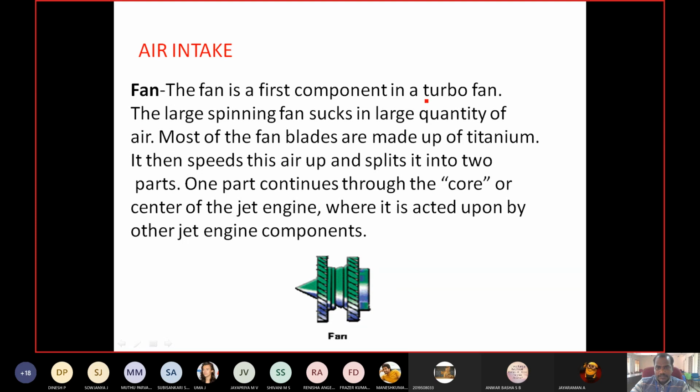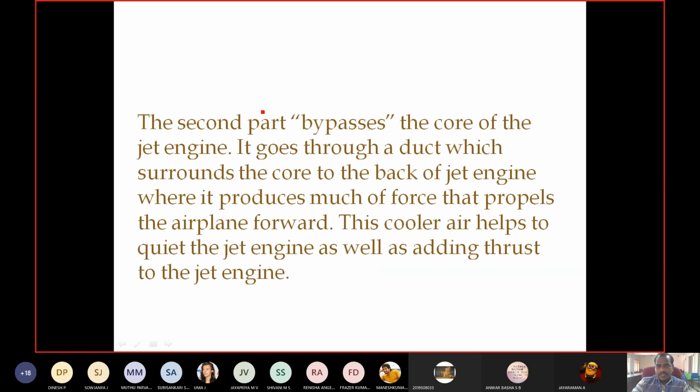Right, so the air may be passed through the core or maybe the outer sides. The second part, the bypass, goes through the duct which surrounds the core to the back of the jet engine, where it produces much of the force that propels the airplane forward. This cooler air helps to quiet the jet engine as well as adding thrust to the jet engine.